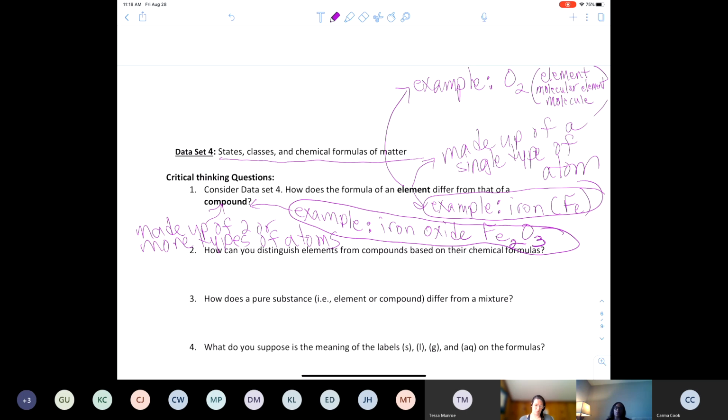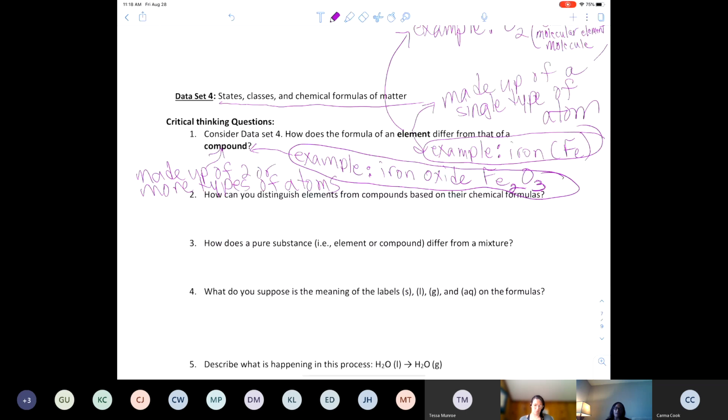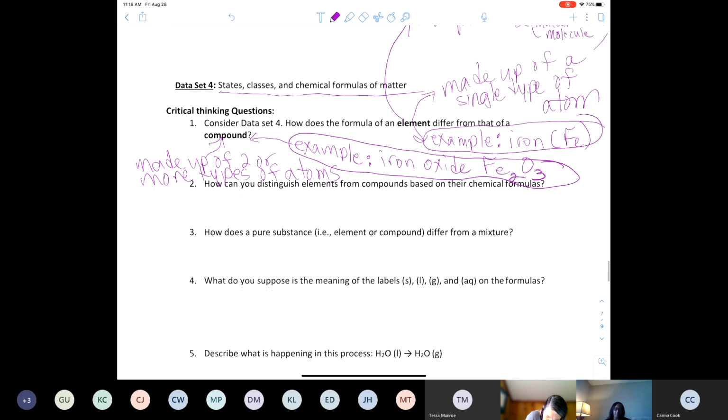Any questions about number 1? And we've pretty much answered question 2. An element is going to only contain one type of atom or one type of element. So elements contain only one type of atom, whereas compounds contain more than one type of atom.